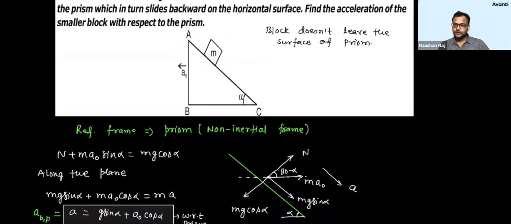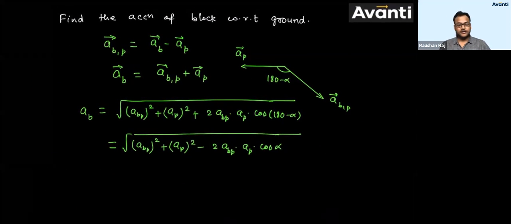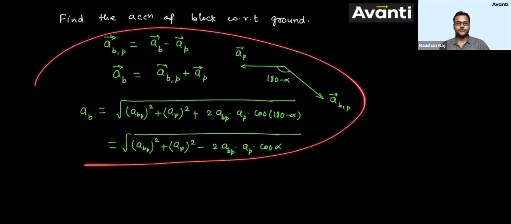You will say, this is a dynamics question, sir, a block and wedge problem, I have to write the free body diagram and all those things. It will go wrong, you won't be able to get the answer. Is it clear? So if accelerations are given to you, you can find the other acceleration easily using the concept of relative motion.